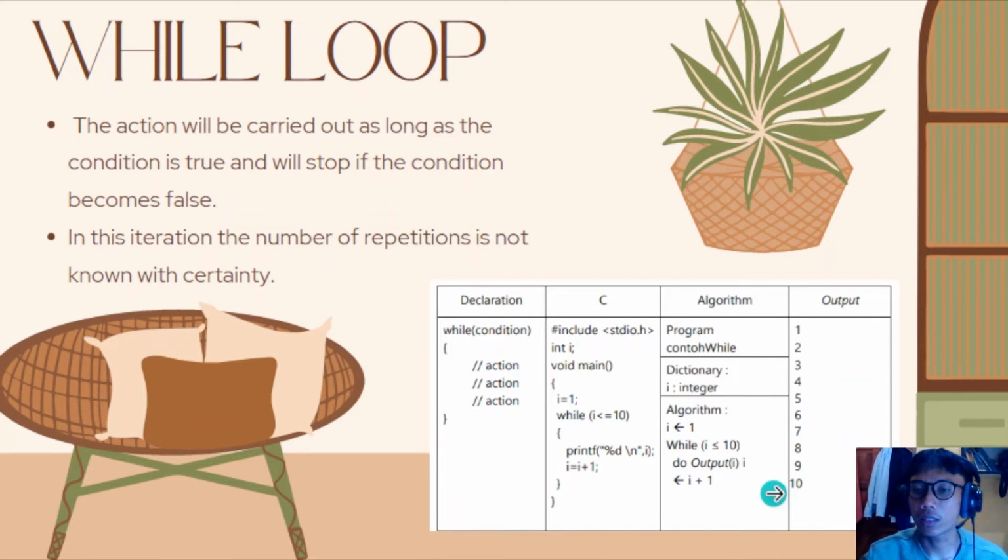Why is it until 10? Because the condition is not met whenever I is equal to 11. Because the condition here is I less or equal to 10. So if I is more than 10, it will have a false value. So the program will not execute it here. Printf will not be executed because I does not meet the condition.